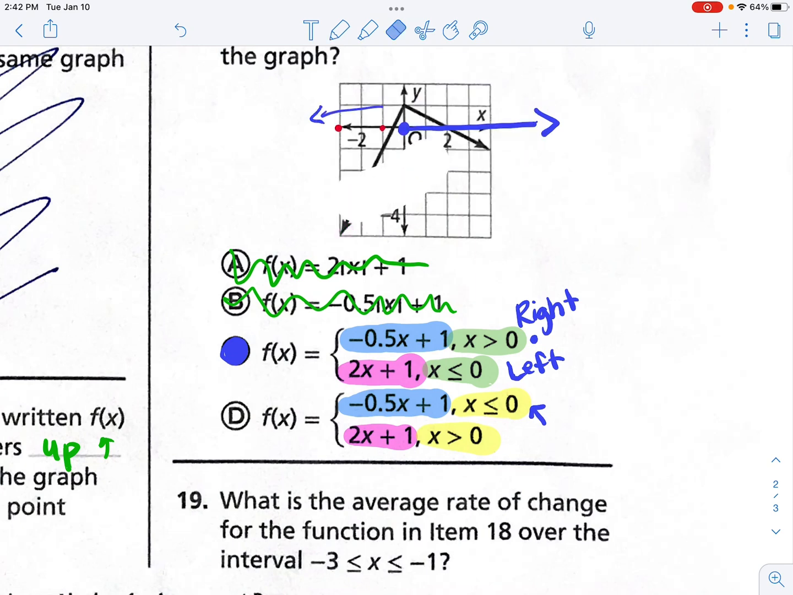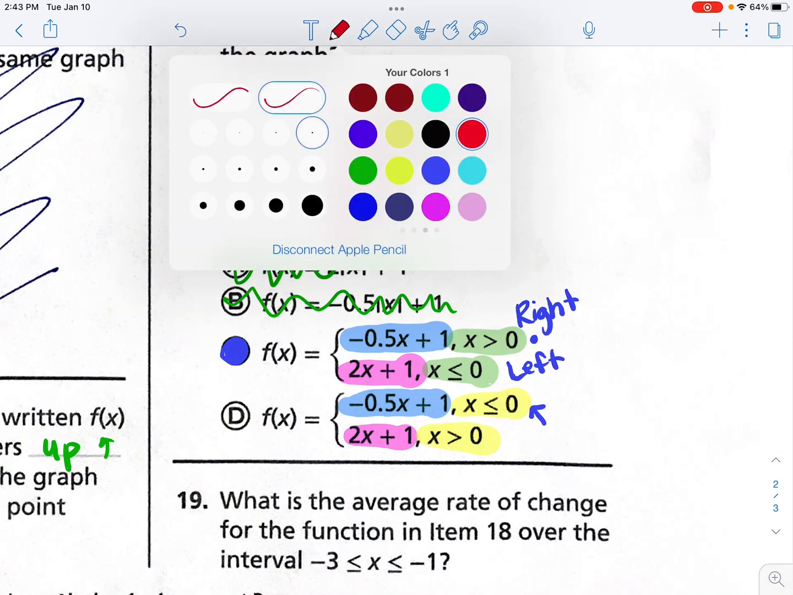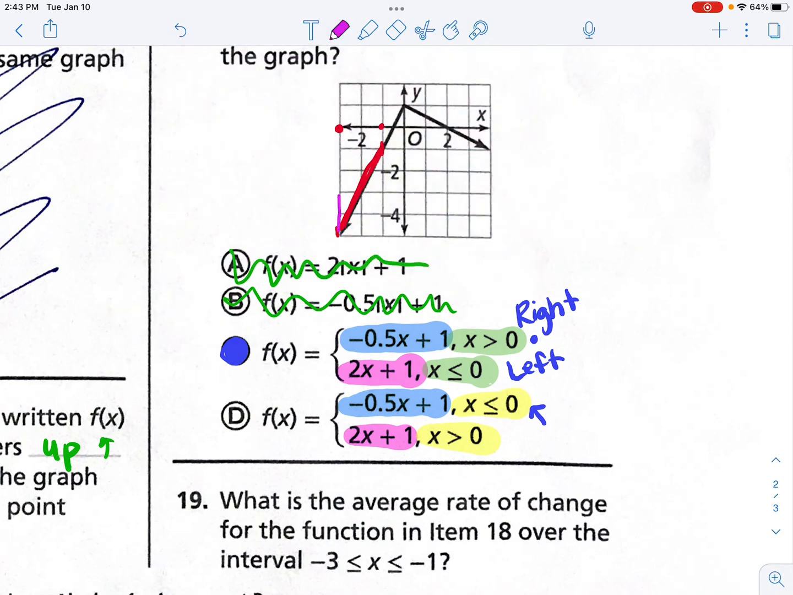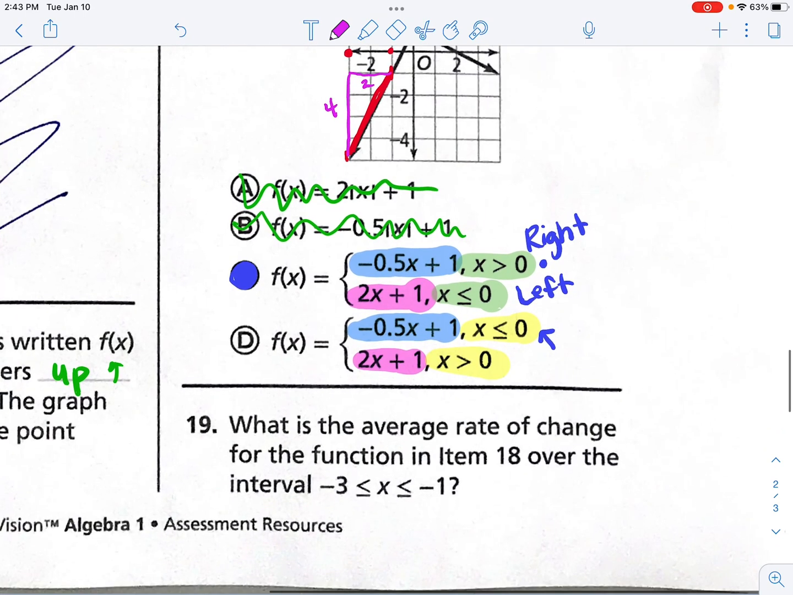Let me do some erasing right here. Okay, -3 is here and -1 is here. So it's asking about this part of the graph right here, what's the slope? Remember, average rate of change is just slope. Probably shouldn't have done all that marking, but here we are. So that's why I'm only looking from here to here. My slope is rise over run. So that's 1, 2, 3, 4 up, and 1, 2 right. 4 up and 2 right. So it's 2, rise over run. So the rate of change is 2. There you go.